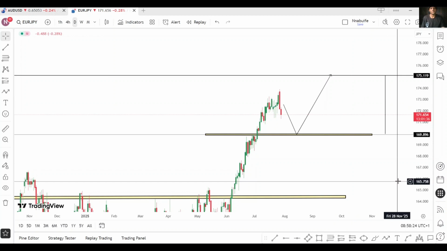Euro JPY bullish. Wait for a pullback into the 1.69.896 zone and then buy to the upside. As simple as that.